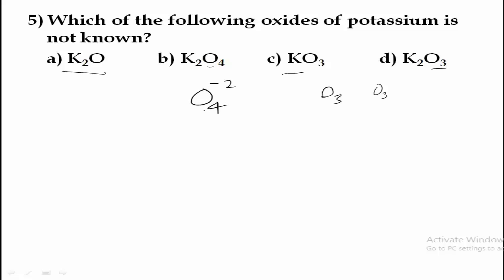K2O4, here the charge on oxygen is -2. When it reacts with 2 potassium, the oxidation state of oxygen is -2. And it is O4, and O4 is not possible. The formation of O4 is not possible, and thus K2O4 is also not known. So this compound will not be produced because O4 minus 2 will not exist. Thus K2O4 will also not exist. So therefore option B is the correct one.